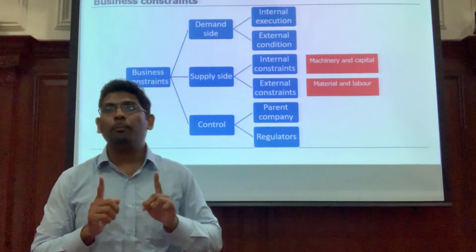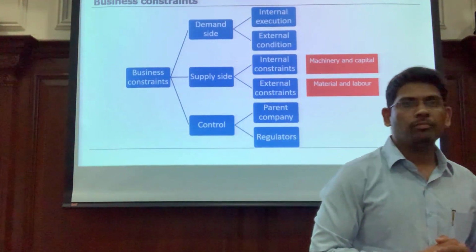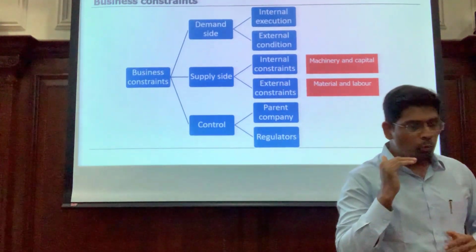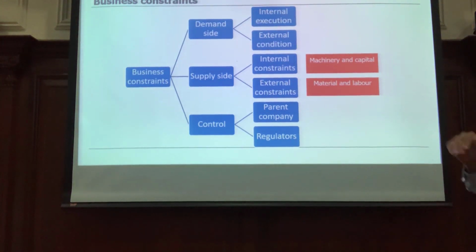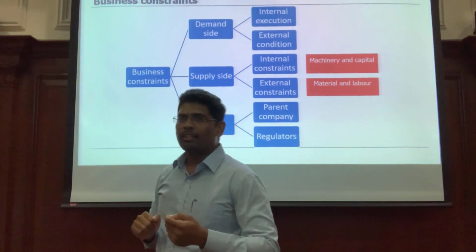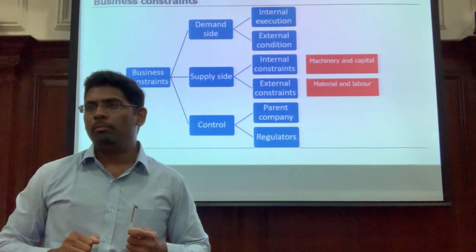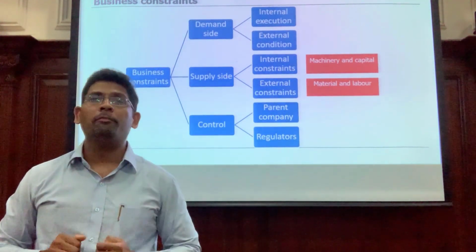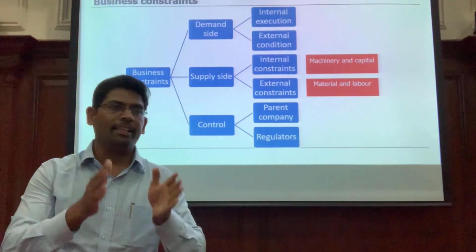Why are these constraints important for us to understand? What is the role of these constraints? As I told you, these constraints determine how we build our models. Right? If your constraint is internal execution, then where would you start? My sales, demand side is the problem. Internal execution is my problem. Then where do I start in terms of my financial model? We are going to say start with sales, right?